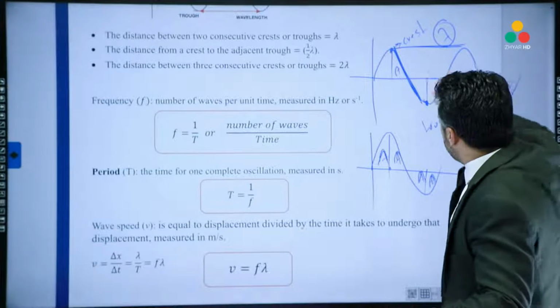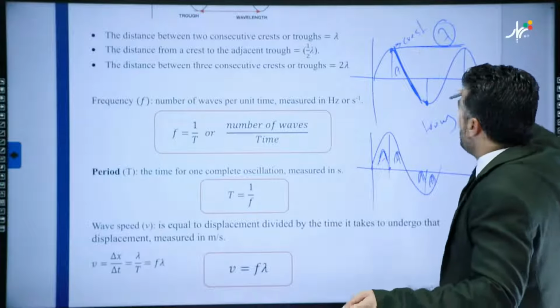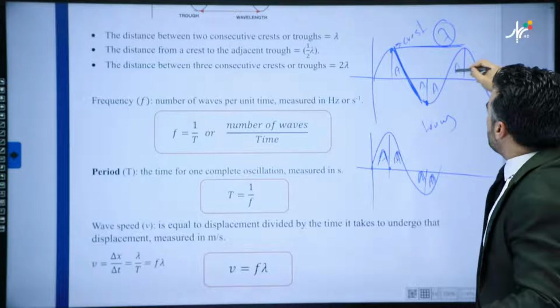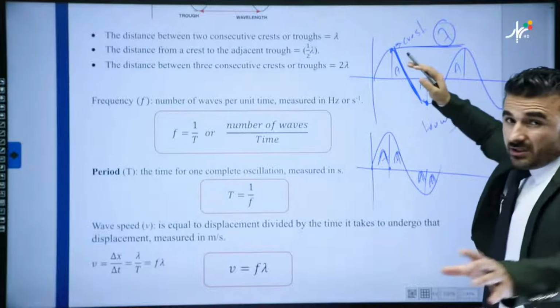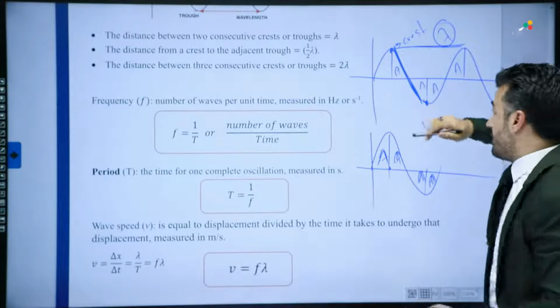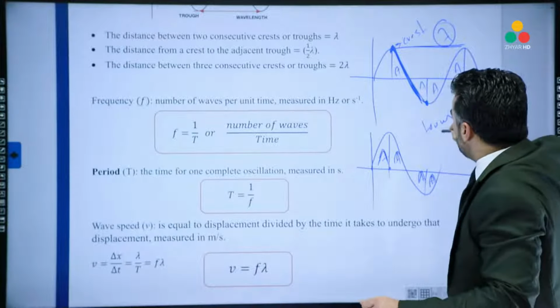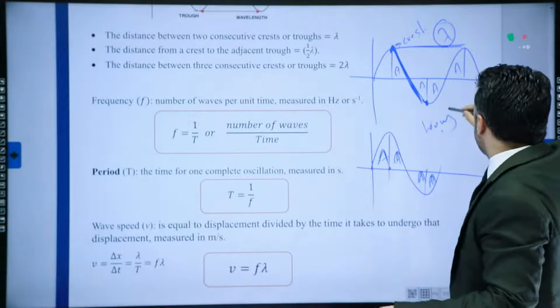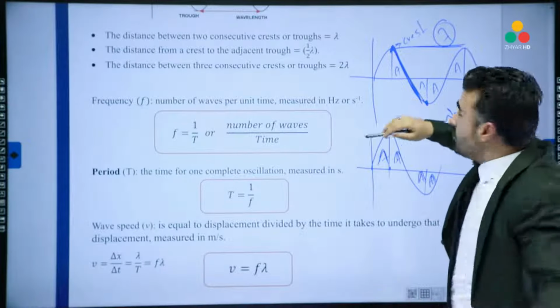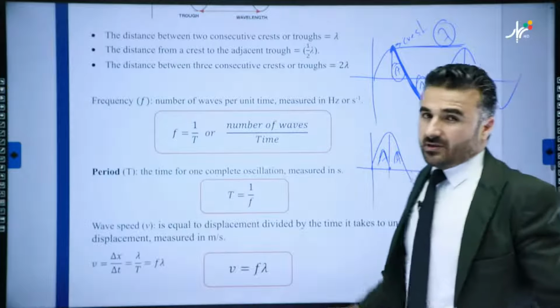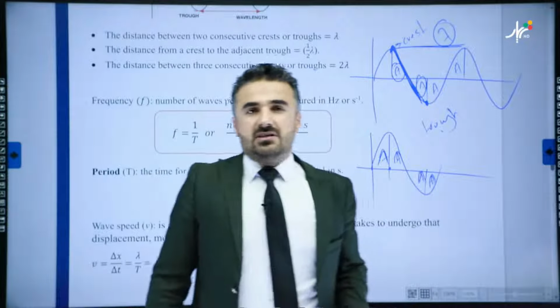Now forget about this distance here. Let's just talk about the one complete wavelength. This is 1, 2, 3, and 4. These 4 amplitudes altogether make 1 wavelength. So what if we start from one crest all the way to the trough? Of course, this is 1 amplitude, this is 2 amplitudes, and 2 amplitudes is half of 4 amplitudes.